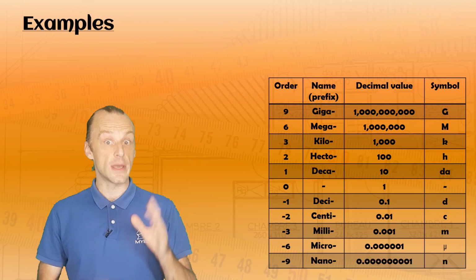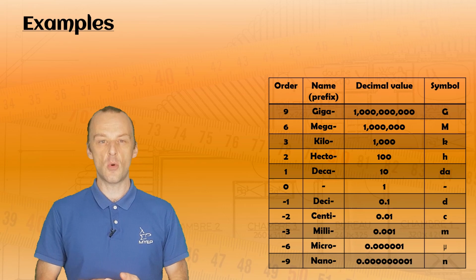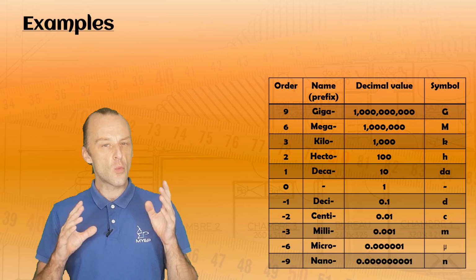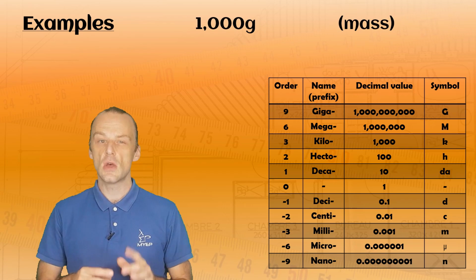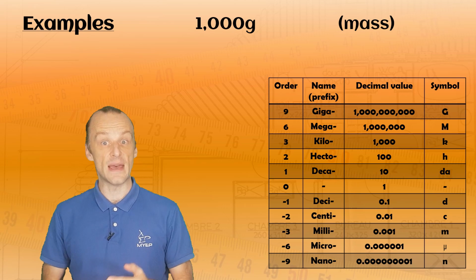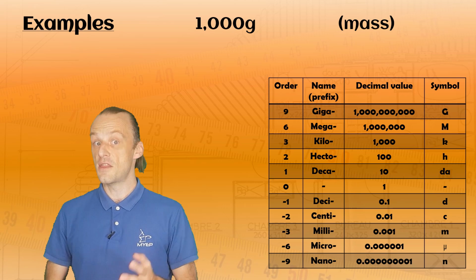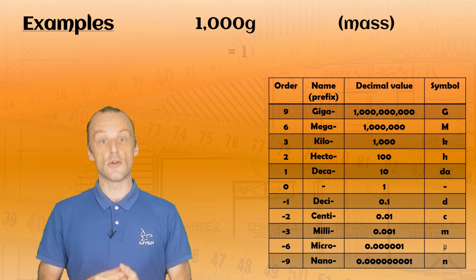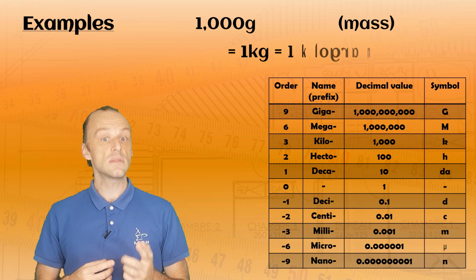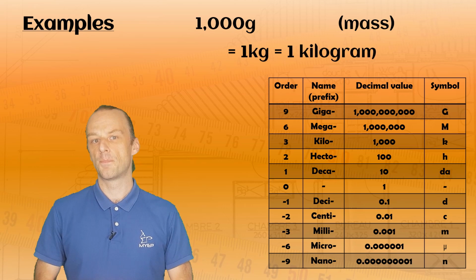Let's do a few quick examples, so be ready to pause if you like. If you have 1,000 grams of mass, which order of magnitude are you best off using? The answer is the kilogram. 1,000 grams is 1 kilogram.